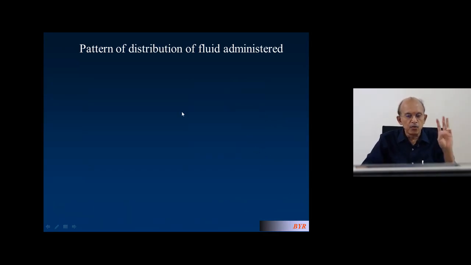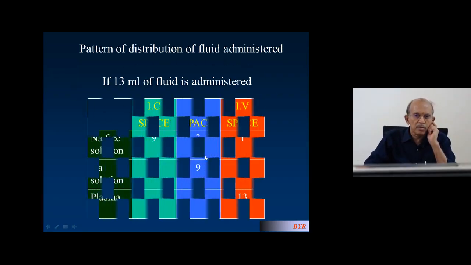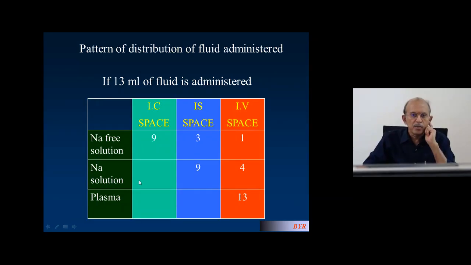So we have three types of fluids. Number one is electrolyte-free solution, there are no electrolytes. Number two, electrolyte, the sodium containing fluid. Number three, the colloids. So for example, if 13 ml of fluid is administered, how does it get distributed? Let's see. If you give sodium-free solution, 9 ml go into the intracellular space, 3 ml into the interstitial space, and 1 ml into the intravascular space.